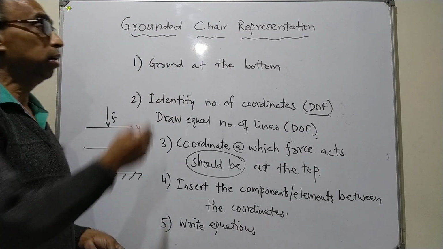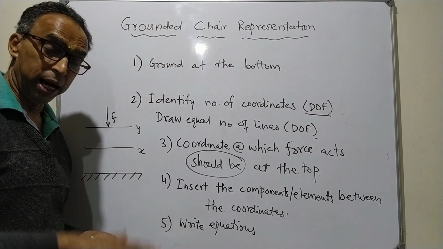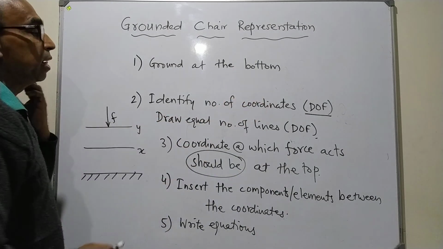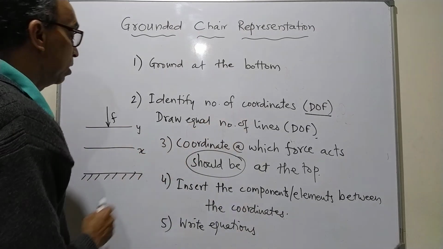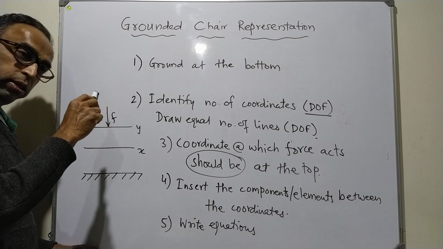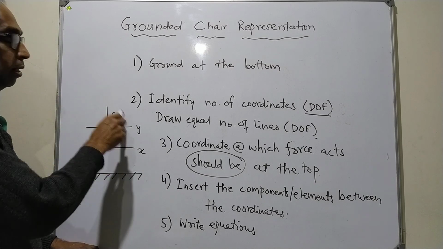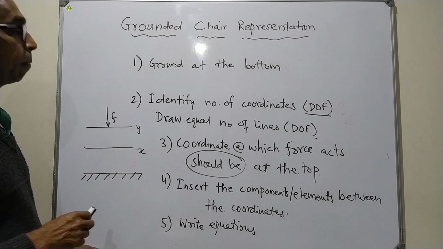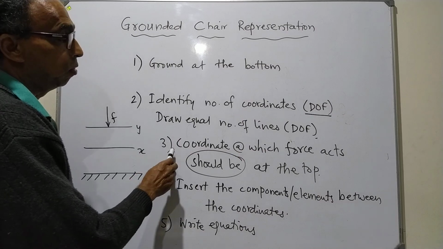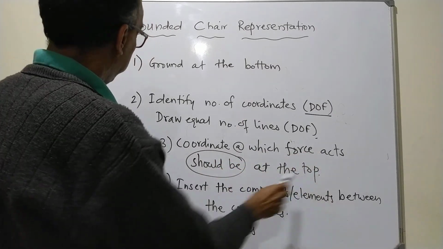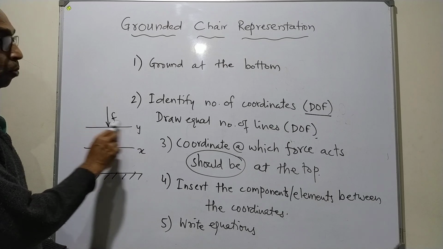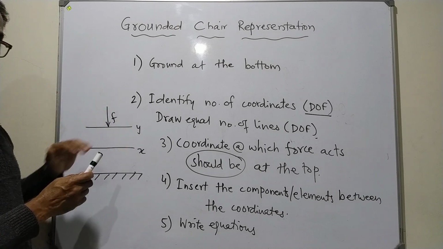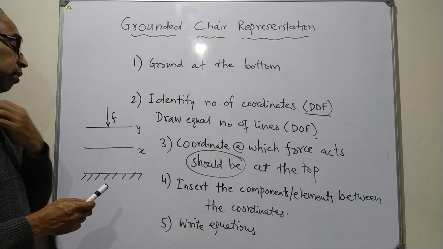So shall we repeat? In grounded chair representation, ground is always at the bottom. Then identify the number of coordinates, the number of degrees of freedom, and draw an equal number of lines. If I have 3 degrees of freedom, 3 motions, then I will draw 3 lines. In this case I have shown 2 lines representing 2 coordinates. Then this is a very important step: the coordinate at which force acts should be at the top. If the force is acting on the x coordinate, this x will be at the top. This is how I have to arrange the lines.